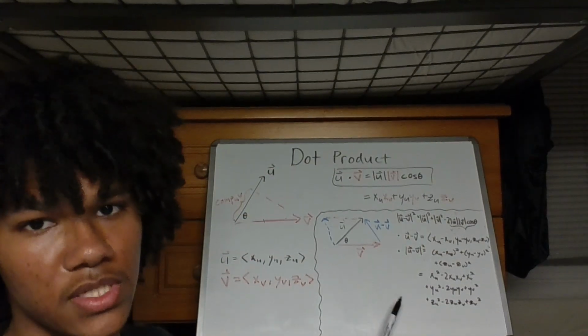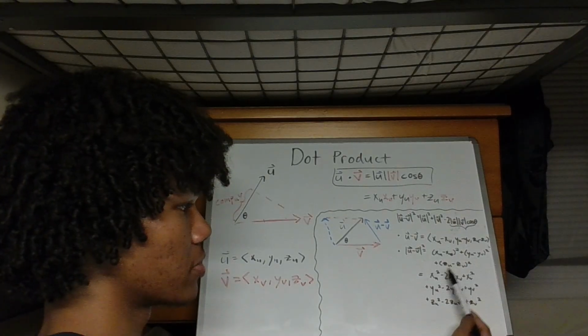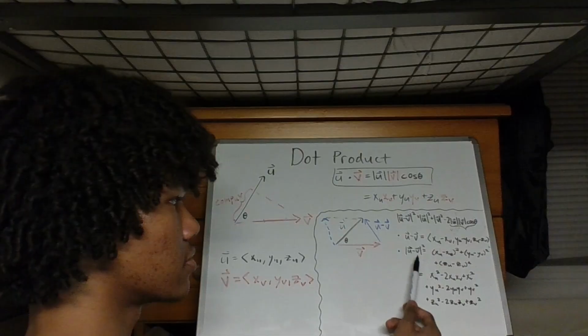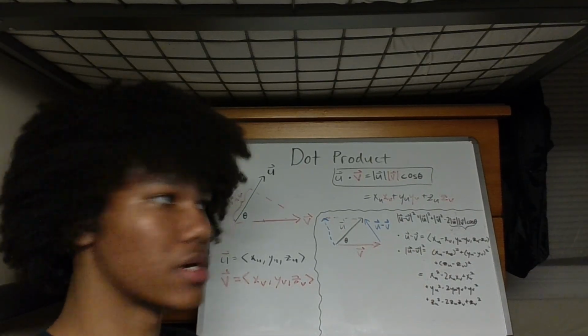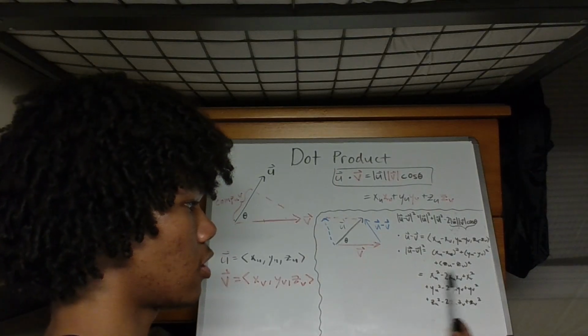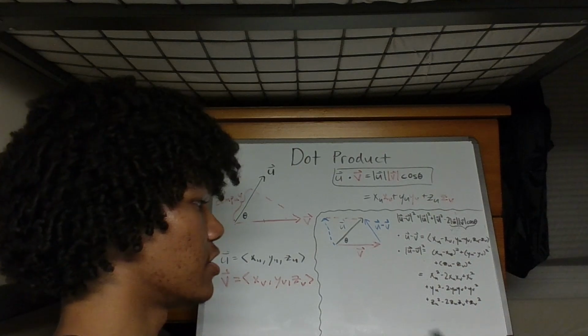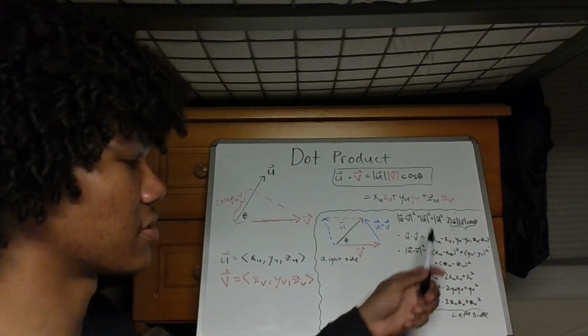I don't know if you can see this, but expanding each of these binomials, just foiling it out, it gives the left side of this equation, the magnitude of u minus v squared, is equal to all of this. So for now, we're just going to keep this and remember it. Now I'm going to move on to the right side.